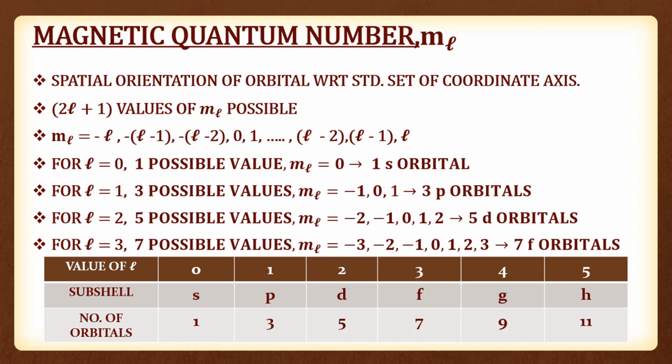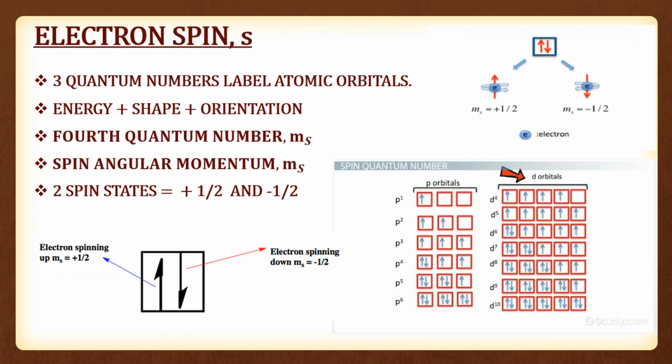So in the table above, value of L will be 0, subshell S, and number of orbitals will be 1. Value of L is 1, subshell is P, and there are 3 orbitals. When value of L is 2, the subshell is D and there are 5 orbitals. When value of L is 3, the subshell is F and there are 7 possible orbitals. Value of L is 4, subshell is G, and the number of permitted orbitals is 9. Value of L is 5, subshell is H, and the number of permitted orbitals is 11.